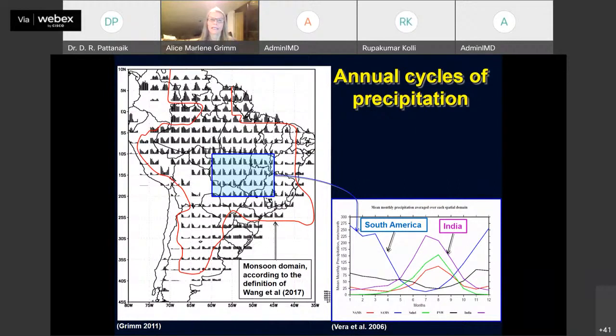Here you can have an idea of the intensity and of the extension of the South American monsoon. From the annual cycles of precipitation, you can see that most of South America is dominated by a monsoon regime with much rainfall during summer and almost no rainfall at all in winter. And in the figure on the right, you can see the monthly average of precipitation in several monsoon core regions around the world. So you can have an idea of the intensity of the South American monsoon. Next.